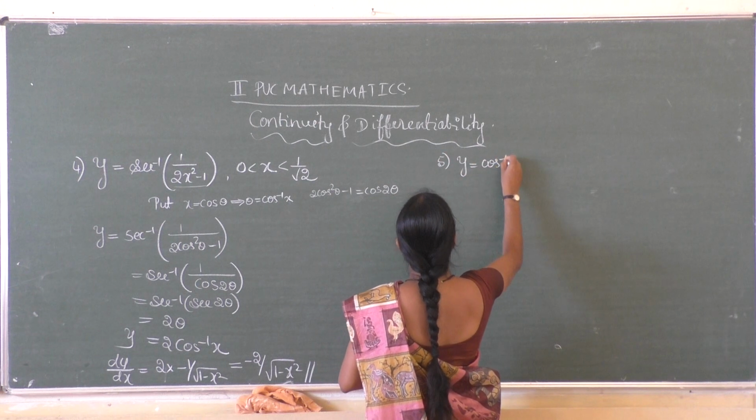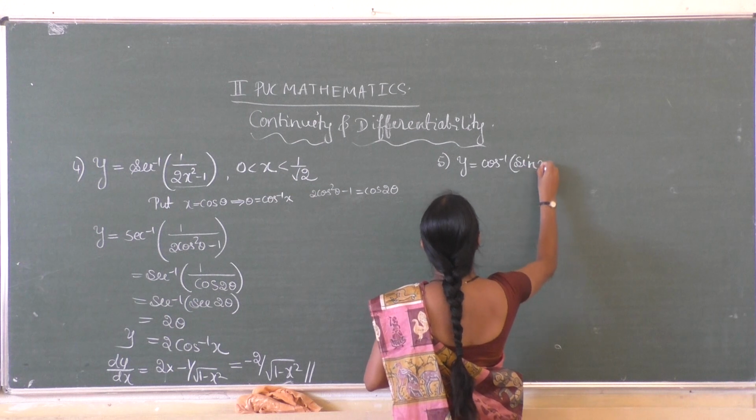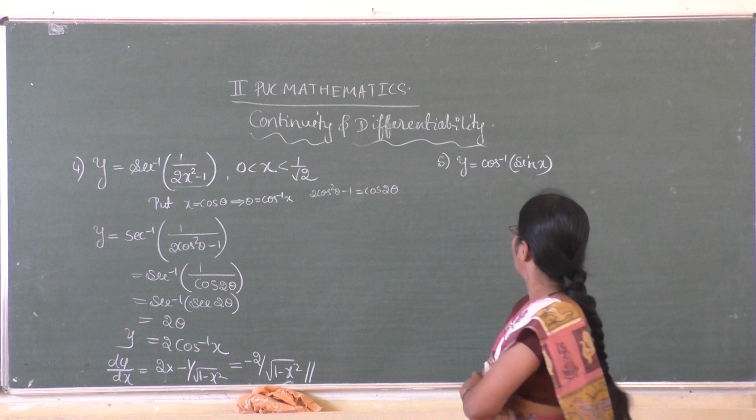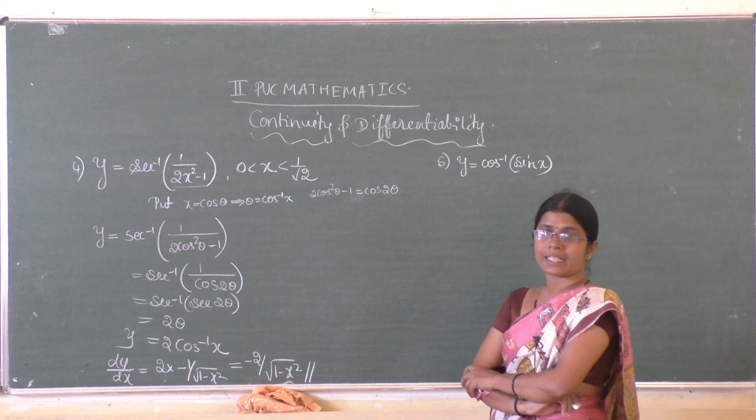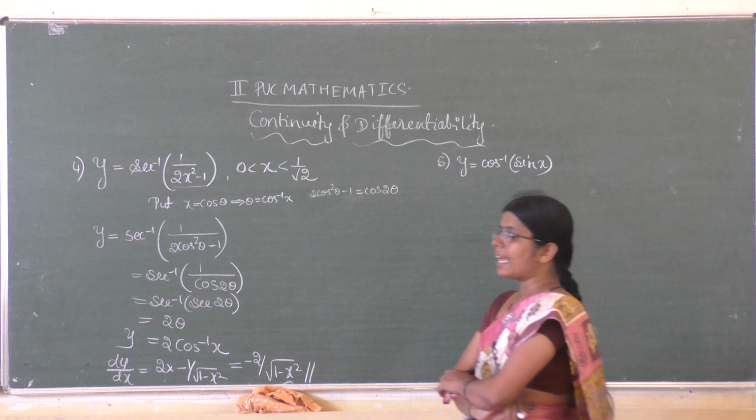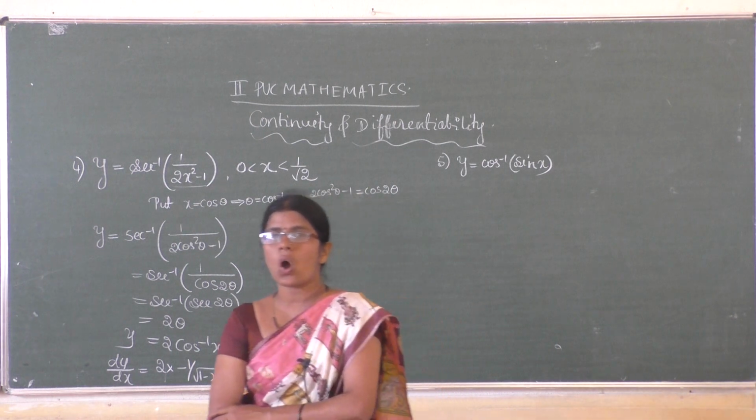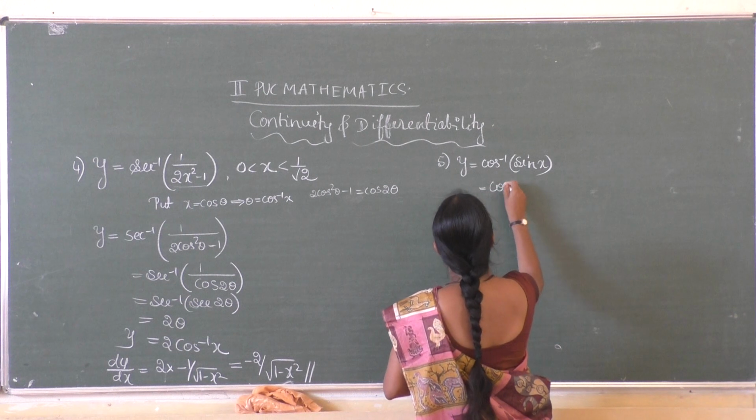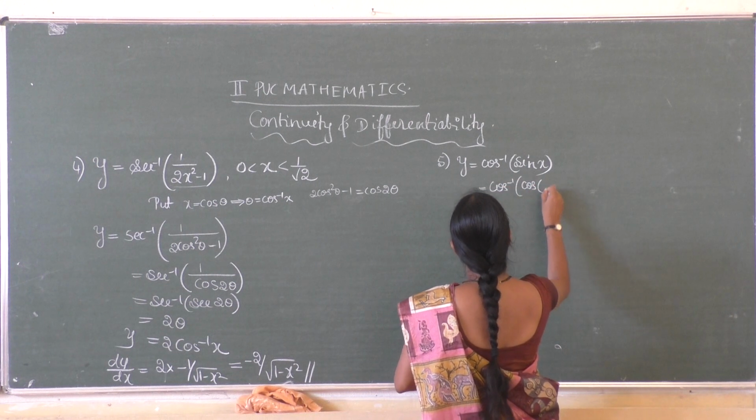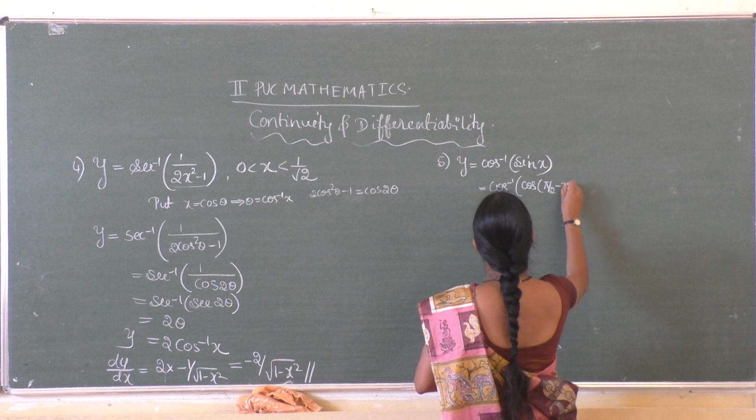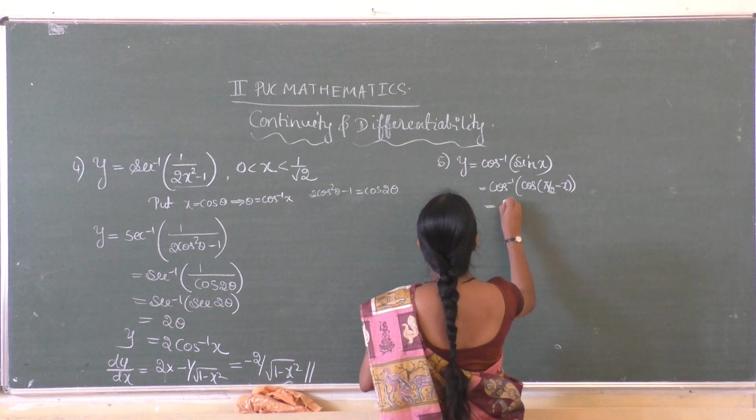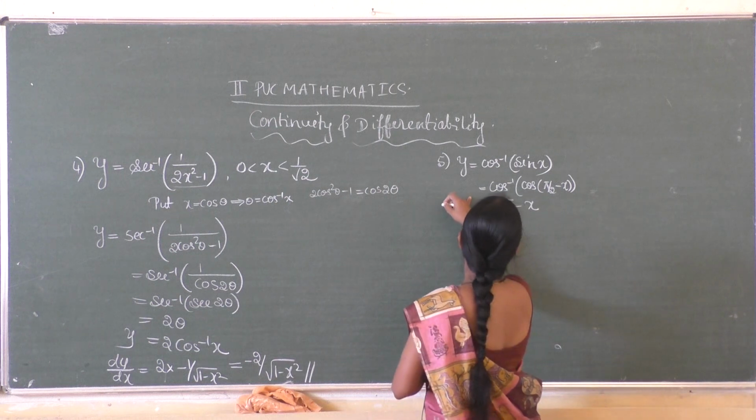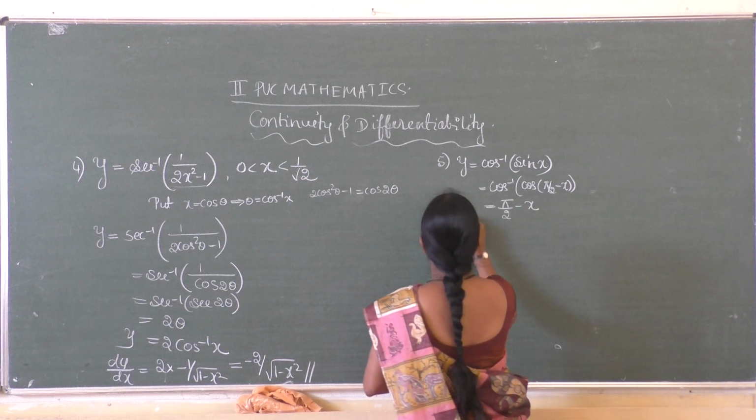Cos inverse of sin x. Okay, cos inverse of sin x. We know that sin x can be written as cos of pi by 2 minus x. So this is cos inverse of cos of pi by 2 minus x. That is nothing but pi by 2 minus x. Y is pi by 2 minus x.